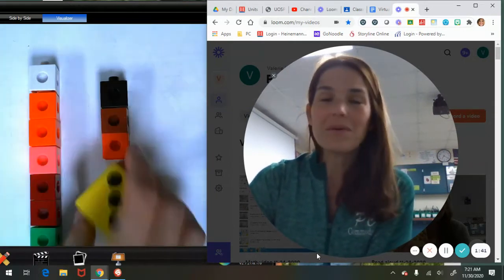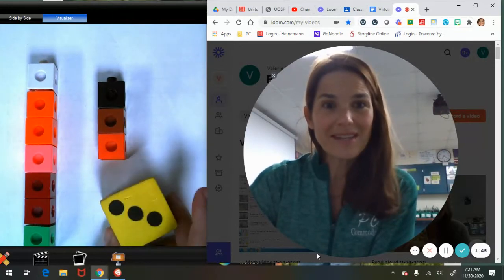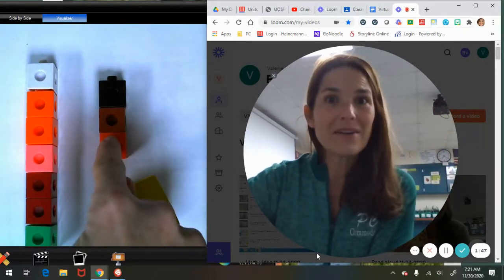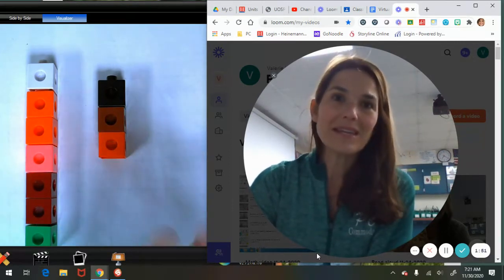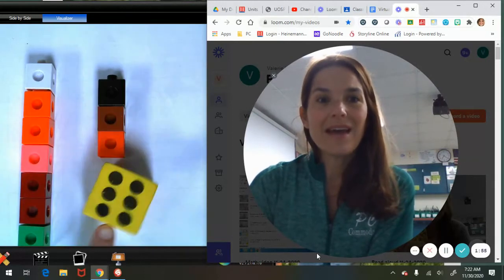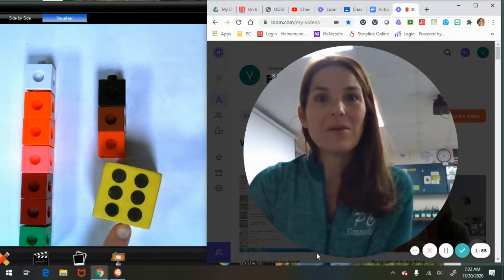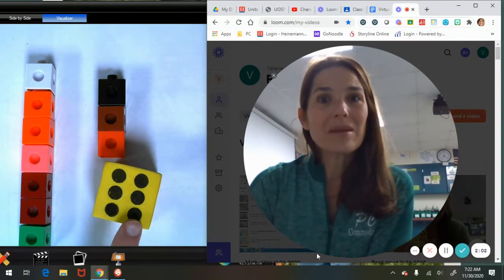So I'm going to roll the dice. And my first one is a 3 that I rolled. Well, we're lucky because I already have a tower of 3. Then I'm going to roll again. And how many did I get this time? Well, hopefully you recognize that as 6. 3 and 3 make 6.